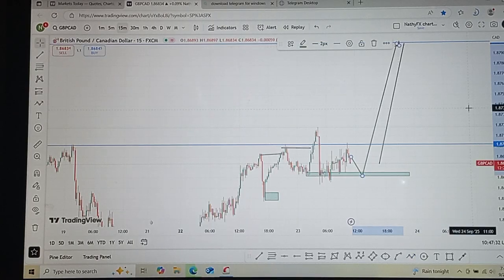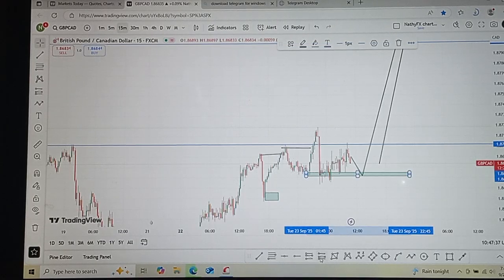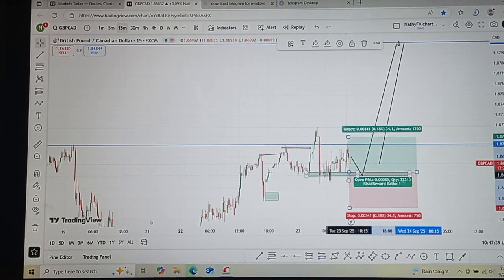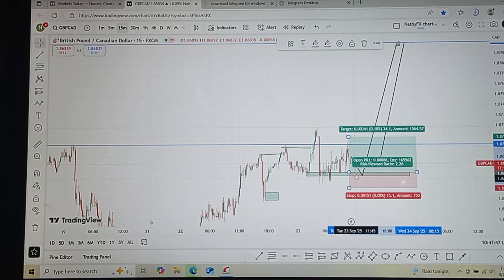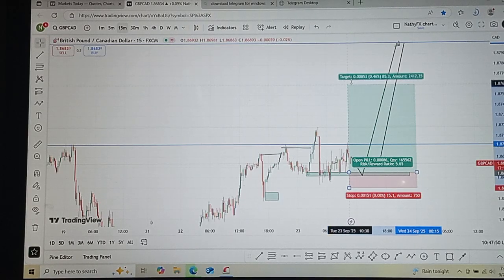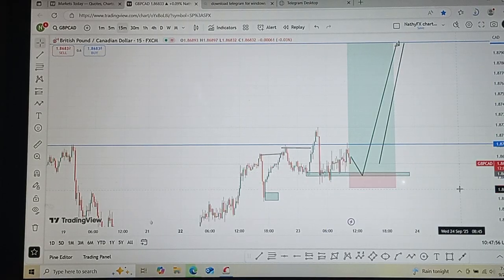So our entry price will be at this region, our buy region will be somewhere here, and our stop loss, let's make it a round figure, like 15 pips stop loss, and take profit should be around 120 pips. So that is how I trade the market.